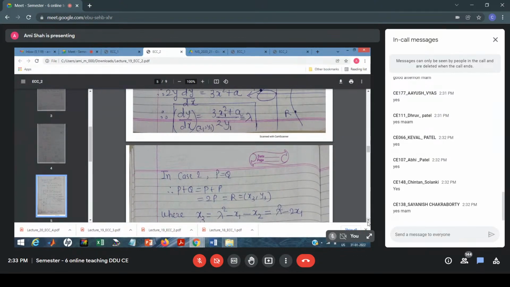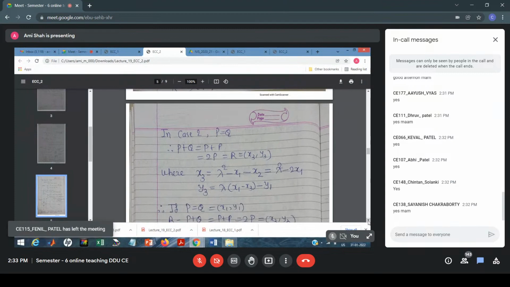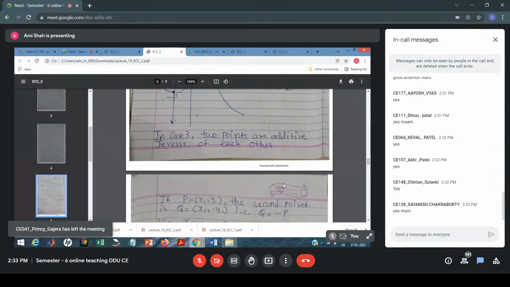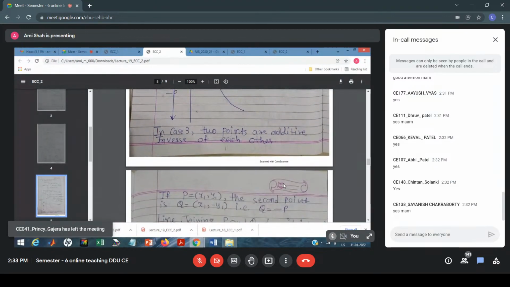And how to calculate x3 and y3? So x3 is lambda square minus x1 minus x2, which, because both points are the same, is lambda square minus 2x1, and y3 equals lambda times (x1 minus x3) minus y1. So these are the two formulas that you have to remember, that I have discussed. And the third is the case where the points are additive inverses of each other, right?